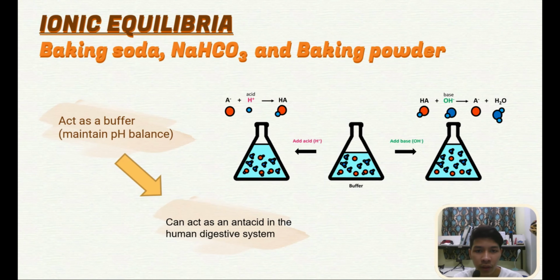So to relate baking soda and baking powder with the topic of ionic equilibria, we can see that both of them can act as a buffer to maintain the pH balance of a food. They can also act as an antacid in the human digestive system when we consume food that contains baking soda and baking powder.